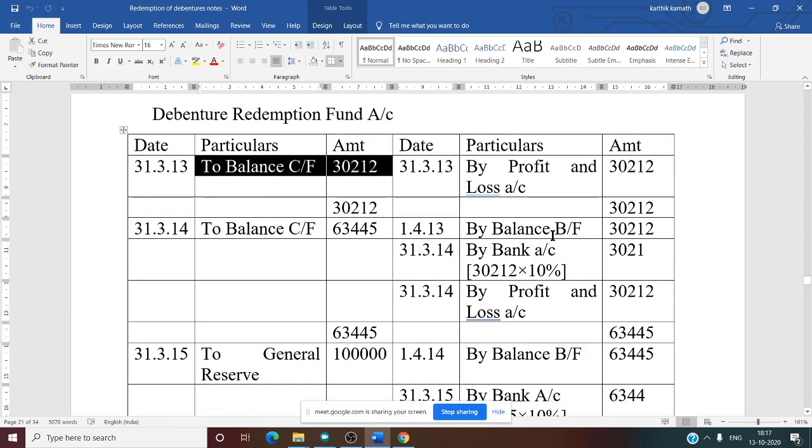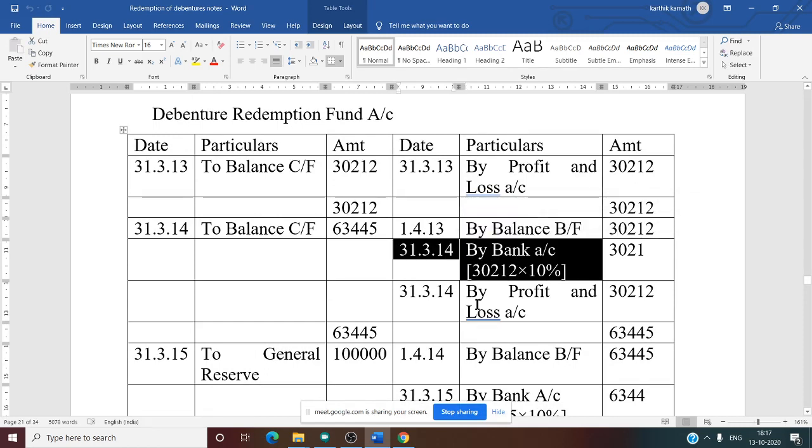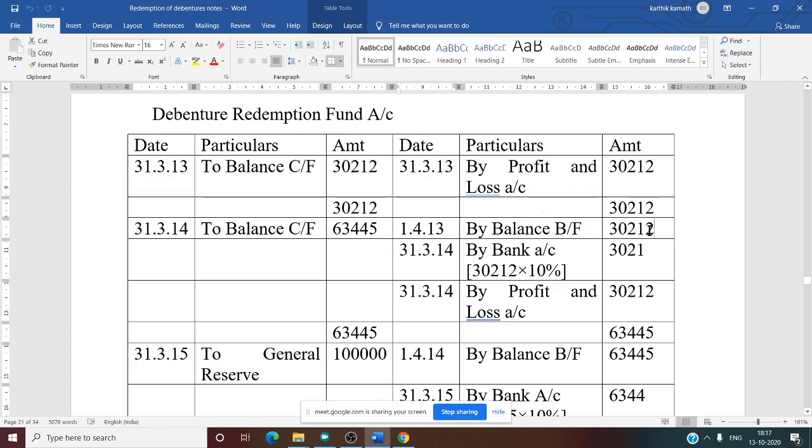Now you need to do it for the second year. In the second year there is an opening balance, so on the opening balance you need to calculate interest. Simplified journal entry: bank account debit to debenture redemption fund, on the opening balance of that year. See this, 30,212 is the opening balance, at 10%. The 10% rate of interest is given in the question. So you will get the amount, that is 3,021.